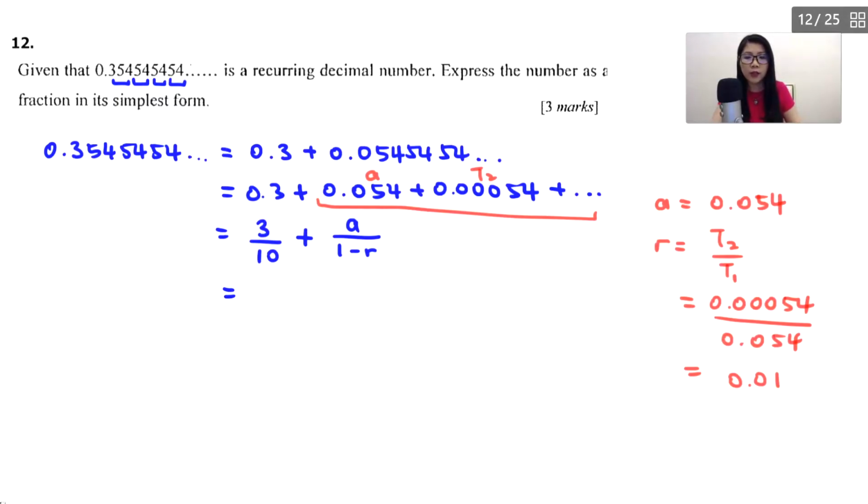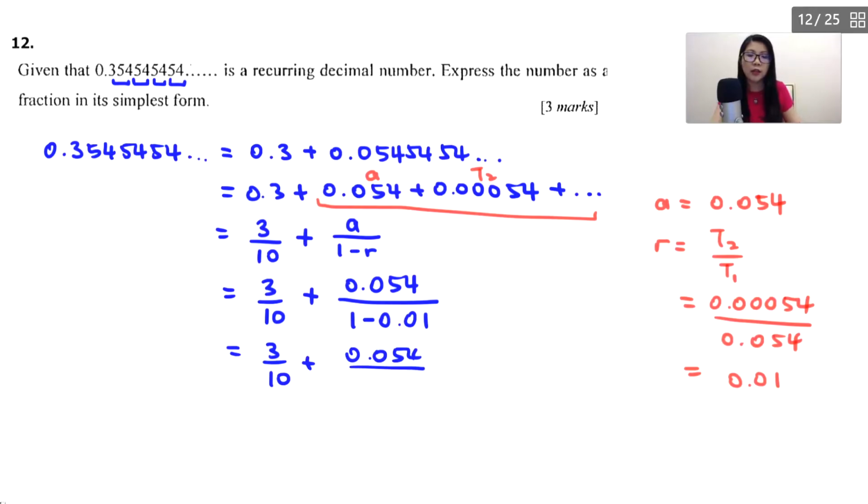So it equals 3 over 10, then plus, so A is 0.054 over 1 minus R, where R is 0.01. So this is 3 over 10 plus 0.054 over 1 minus 0.01, which is 0.99. Now let's use the calculator and calculate.